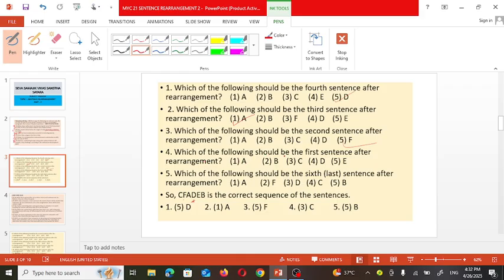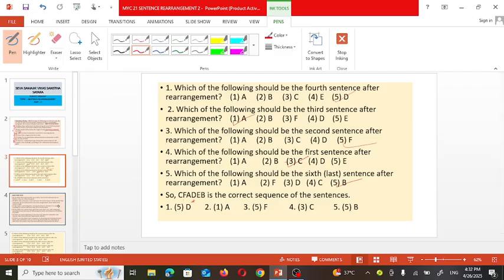Which of the following should be the first sentence after rearrangement? After rearrangement, the first sentence will be C. So C means the third option. And here, which of the following should be the sixth or the last sentence? The last sentence will be B. So B option is given for number 5. So the answers will be like this: 5, 1, 5, 3, 5.